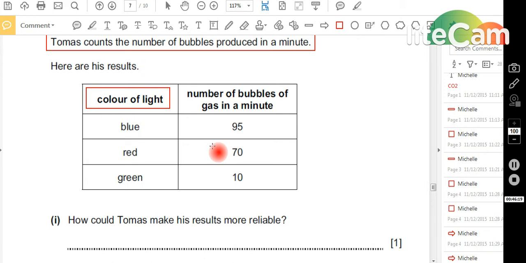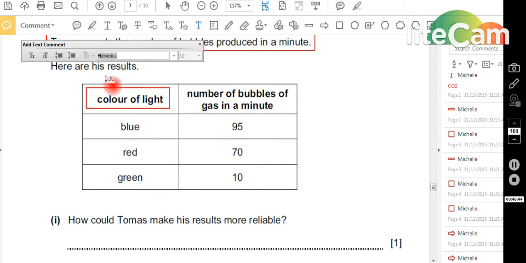Okay, so the dependent one is going to differ according to whatever is given in the independent one. So the one that's independent or predetermined or standing alone on its own, that's not going to change, what would that be? Would that be the color of the light or the number of bubbles? The color of the light. That's the independent one. The one that's standing on its own.